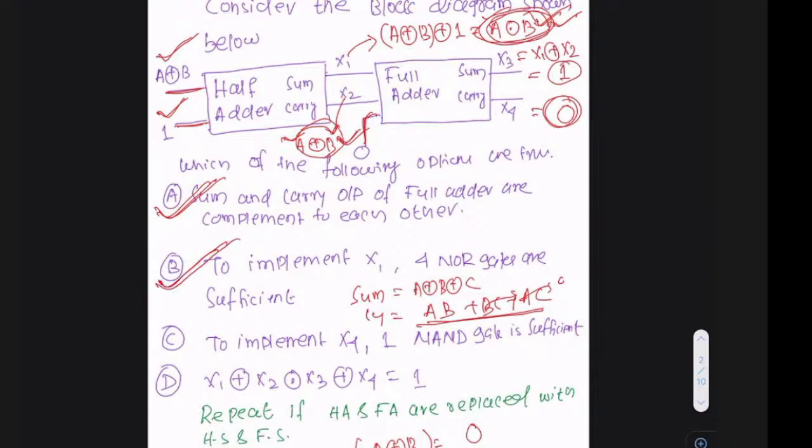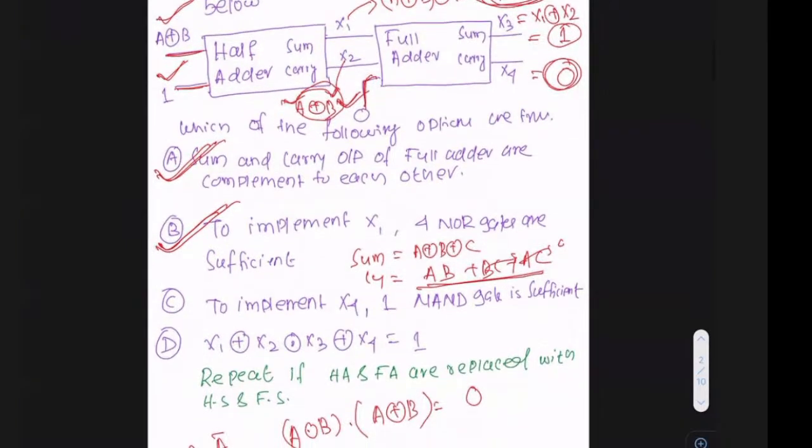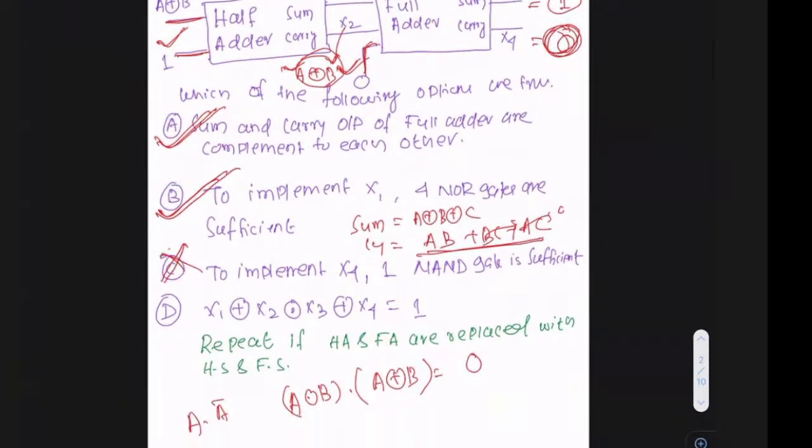See, to implement X4, 1 NAND gate is sufficient. To implement X4, so what is X4? X4 is 0. And to implement this 0, do you need NAND gates? We don't need any NAND gates. So option C is no way correct. And what is option D?